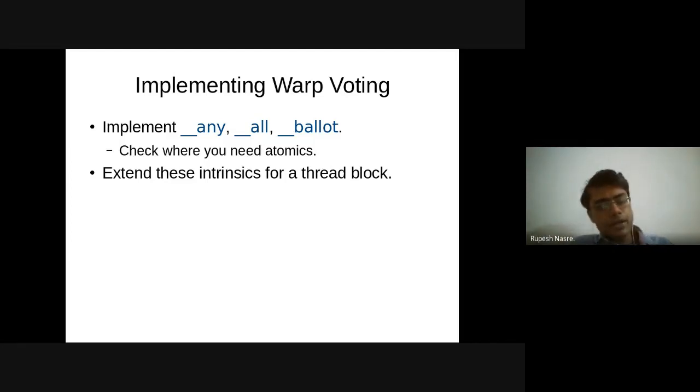Can we implement these for a thread block, or can we generalize these to a thread block? Say I want to implement any. So you are given now any, all, ballot for a warp level. Now you want to implement it at the thread block level. So what will you do?